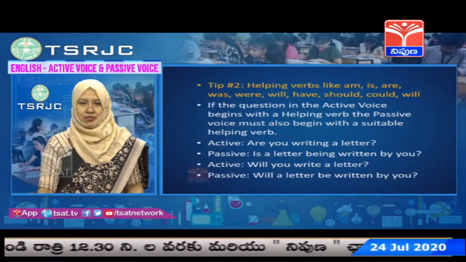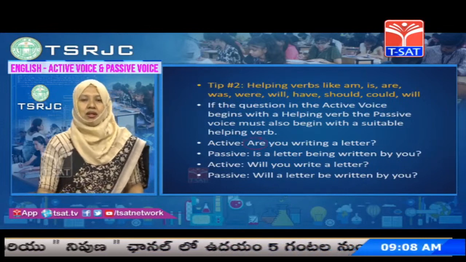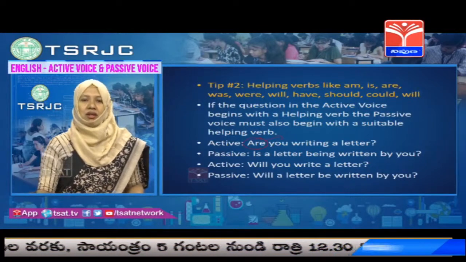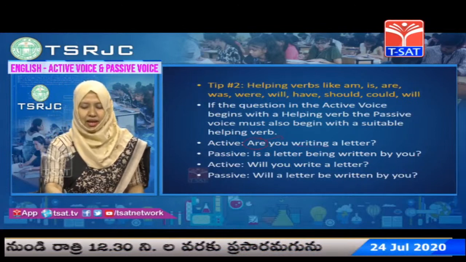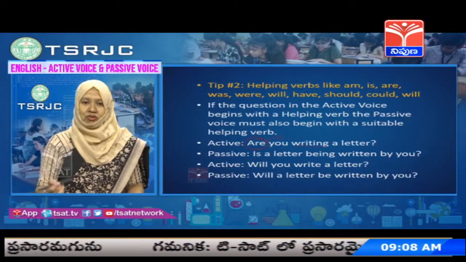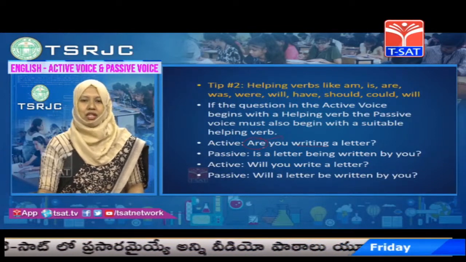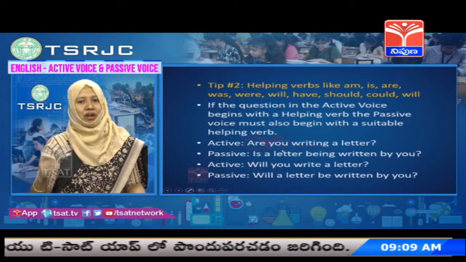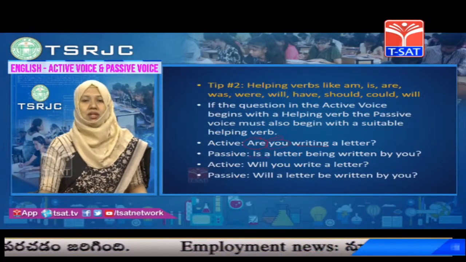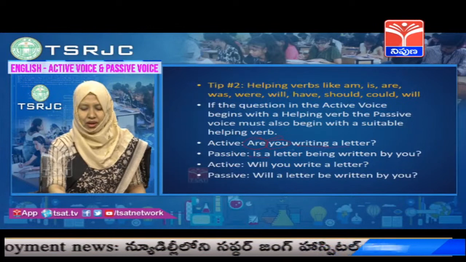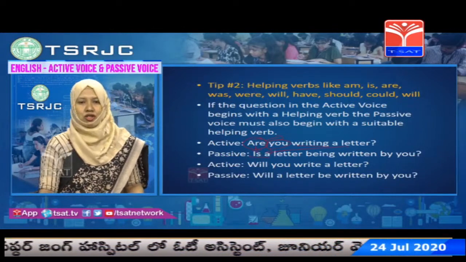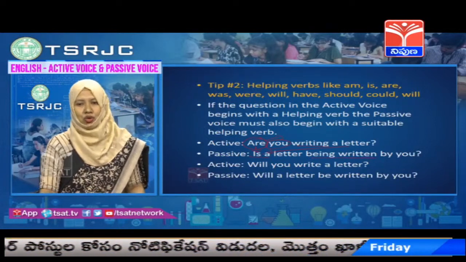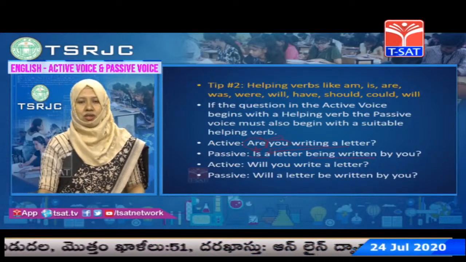Are you writing a letter? If you see in this sentence, this is starting with a helping verb. Here, are is in present tense and this is the ing form. So, when you change it into passive voice, again the verb should be suitable, because the subject you is a single person. Are is changed into is, a letter becomes the subject here, being written by you. This is how you change the questions into passive voice.